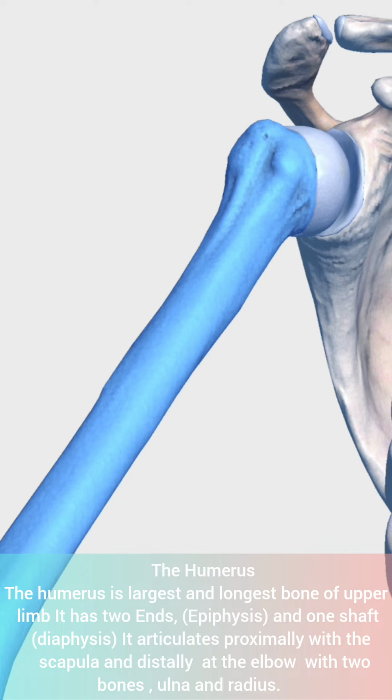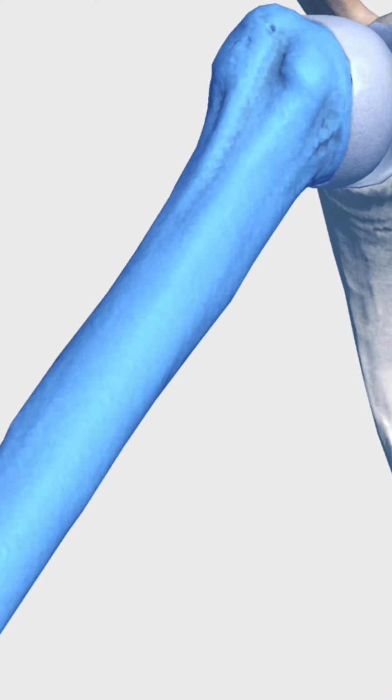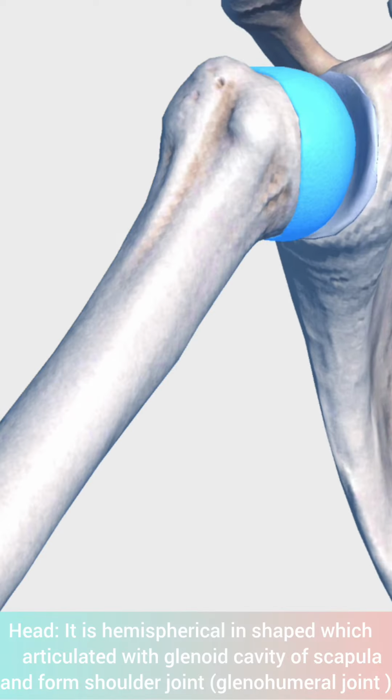and ulna. First we will talk about the upper end, as the head of the humerus is hemispherical in shape, which articulates with the glenoid cavity of the scapula and forms the shoulder joint. This is the glenoid cavity of the scapula, okay, and this joint is also known as the glenohumeral joint.